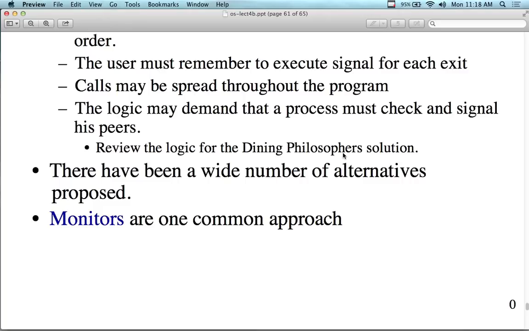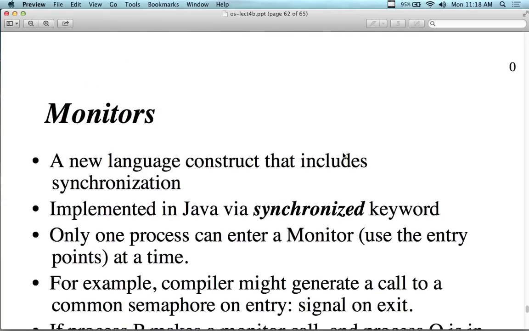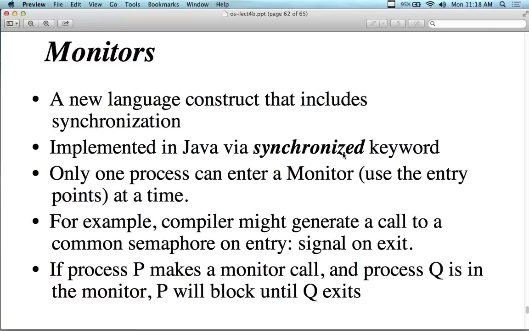Memory is a resource. Monitors are another approach to the problem. In terms of the concept, it's a new language construct that includes synchronization. This is what you do in Java. You put synchronization, which creates a monitor, and the monitor is implemented in terms of the Java synchronized keyword, which is another concept you can use. Only one process can enter a monitor's entry points at a time, which means you're going to create serial processing.